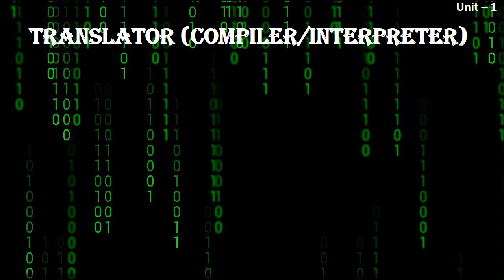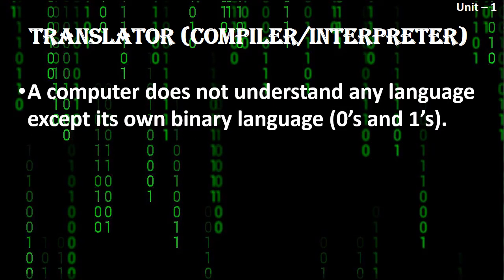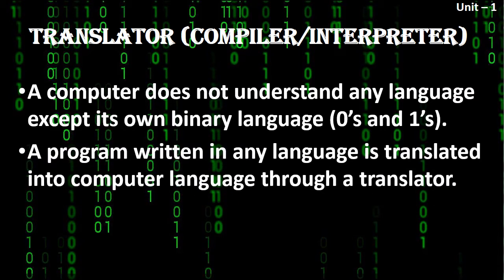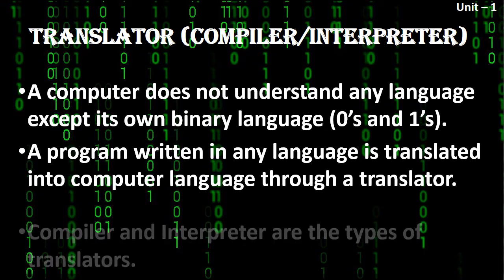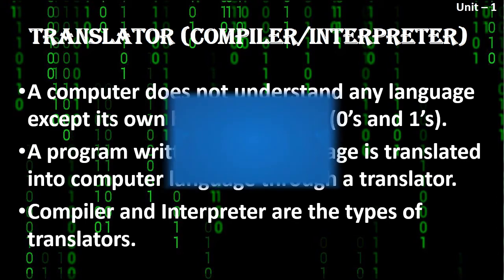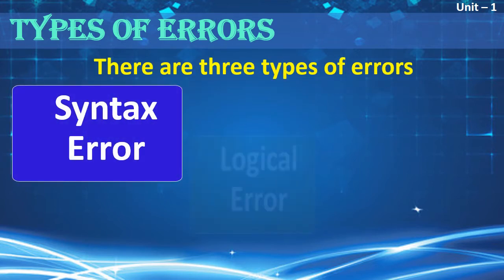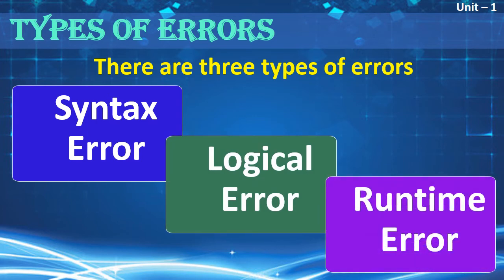Before moving on to the types of error, let's define what a translator is. A computer does not understand any language except its own binary language, that is, of zeros and ones. A program written in any language is translated into computer language through a translator. Compiler and interpreter are the types of translators. There are 3 types of errors: syntax error, logical error, and runtime error.